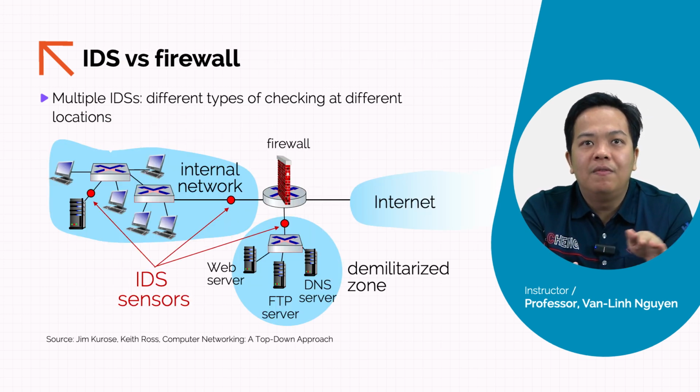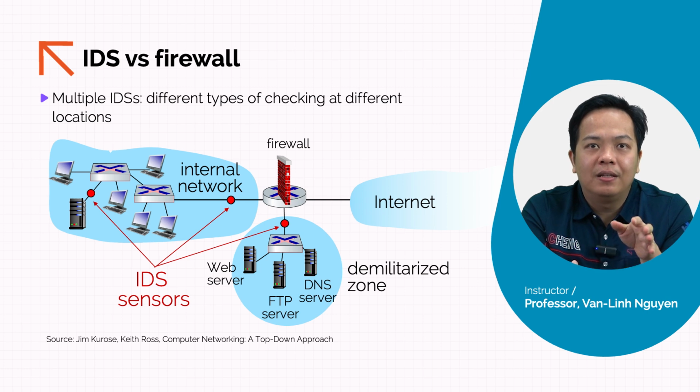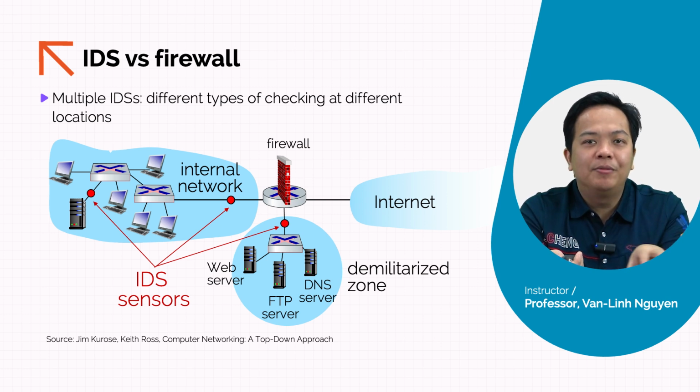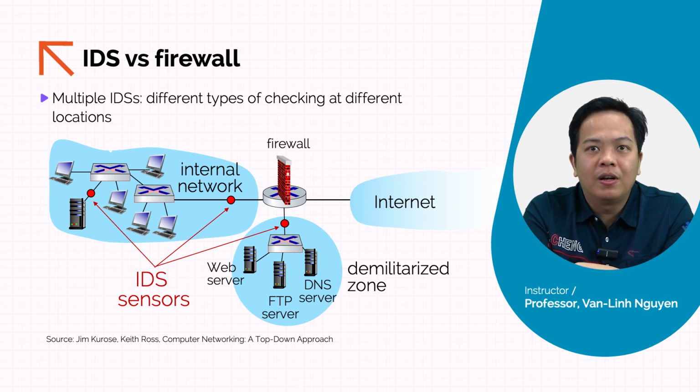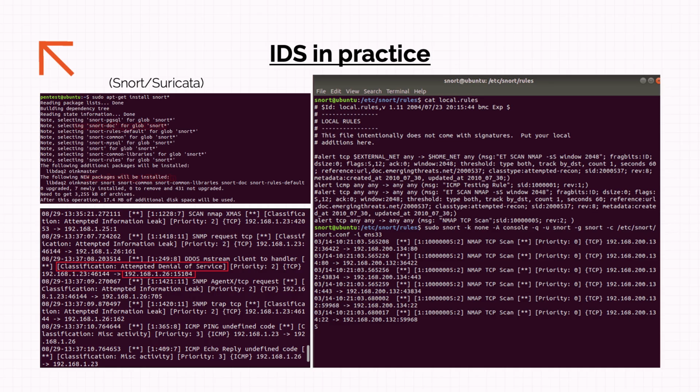And if you see over here, we can have the IDS and firewall to compare. Actually, in practice, they include the firewall and IDS, they combine to make sure one detects, and after you detect it's correct, you just tell the firewall to block the traffic. So this can help each other. And here is IDS. In practice, we have quite famous software, Snort or Suricata.